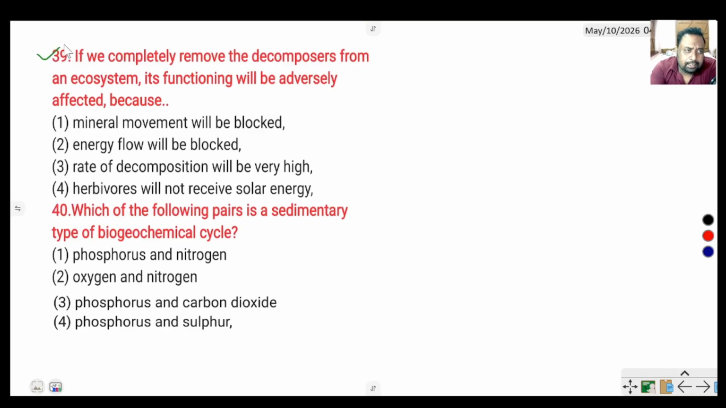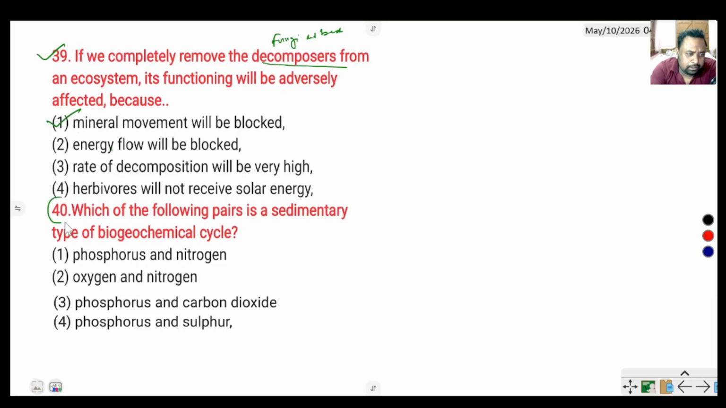Question number 39. If you completely remove the decomposers from an ecosystem, it's one. Decomposer means fungi and bacteria. If we remove fungi and bacteria completely from the ecosystem, its functioning will be adversely affected because minerals movement will be blocked, energy flow will be blocked, rate of decomposition will be very high, herbivores will not receive solar energy. Here the correct option is minerals movement will be blocked.